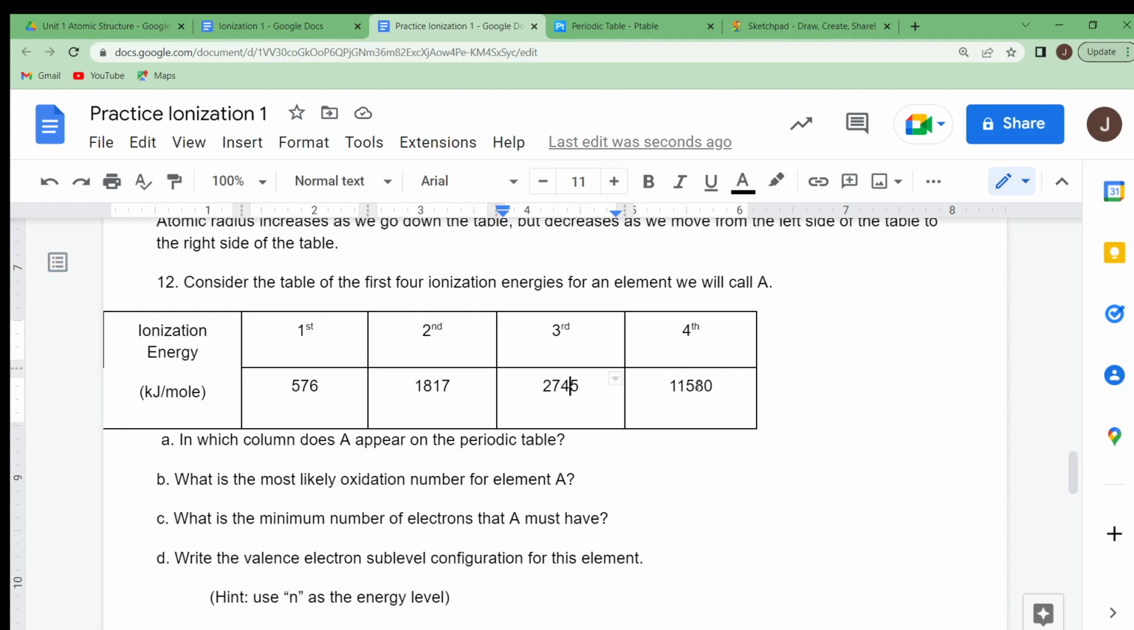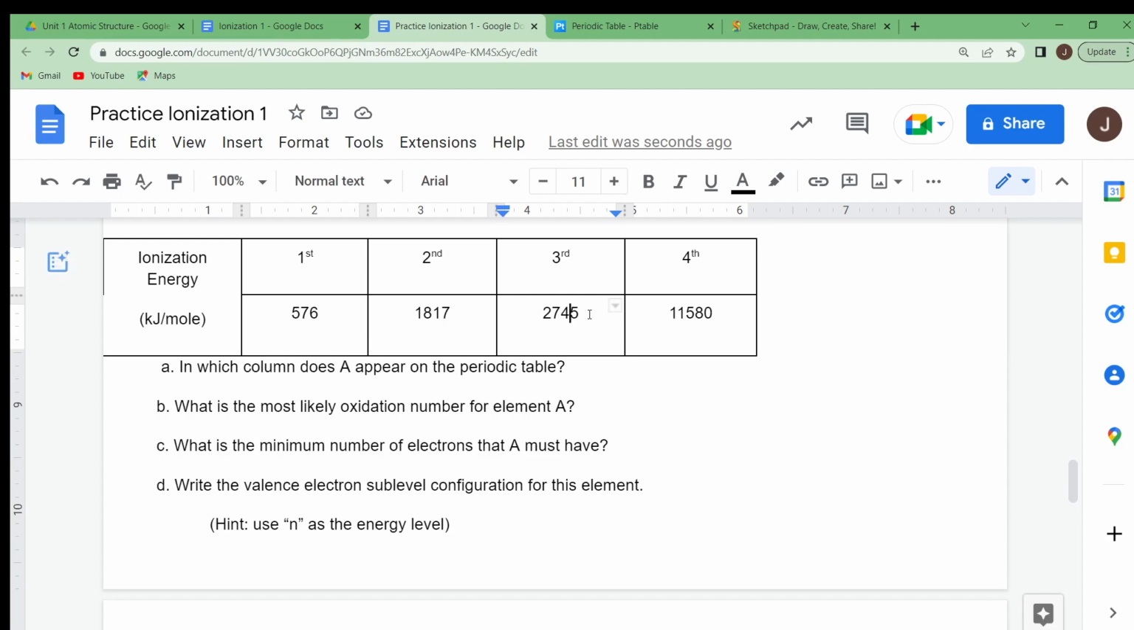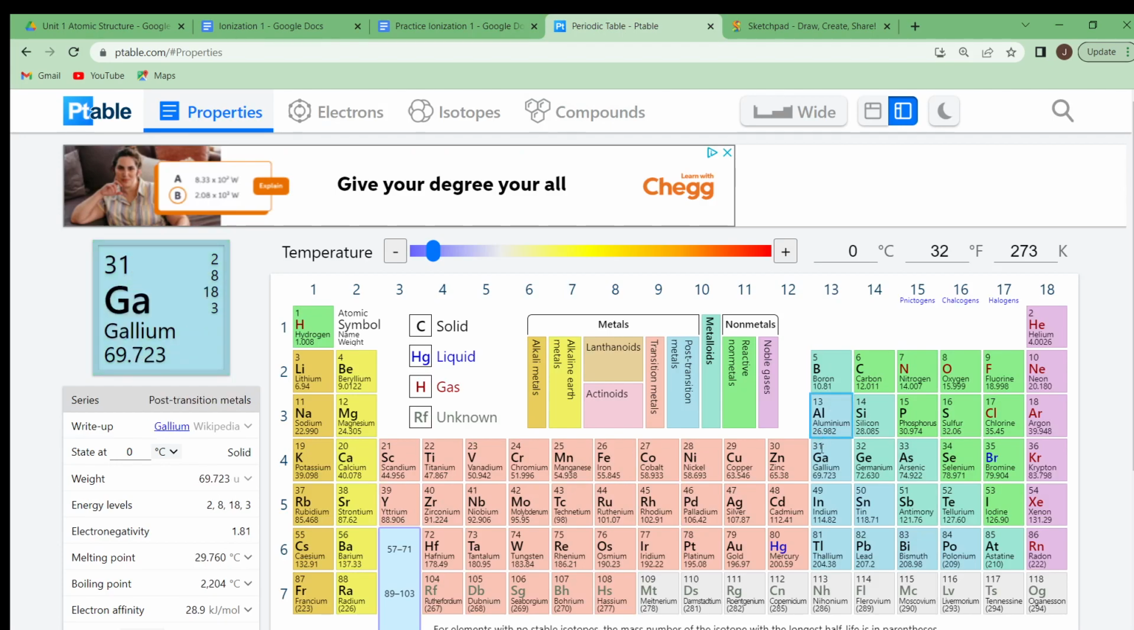Since there's something going on here between the 3rd and the 4th, that means that we can easily indicate, hey, we're going down an energy level right about here, okay? Because this increases 5-fold between 3 and 4. We have a big increase. So we can say that it is more than likely that it's going to fit in this column right here, okay? Because it's going to be the 3rd energy level that we get, okay?